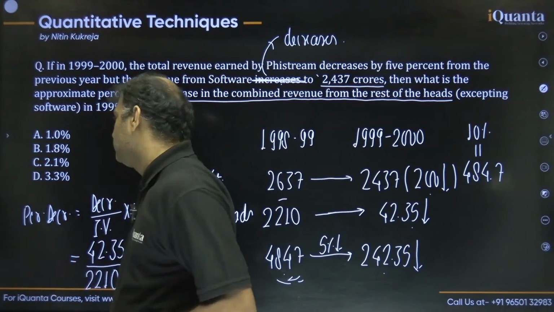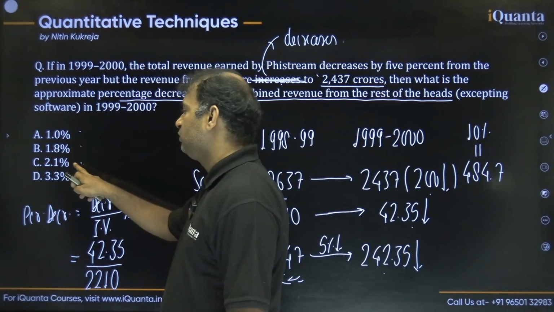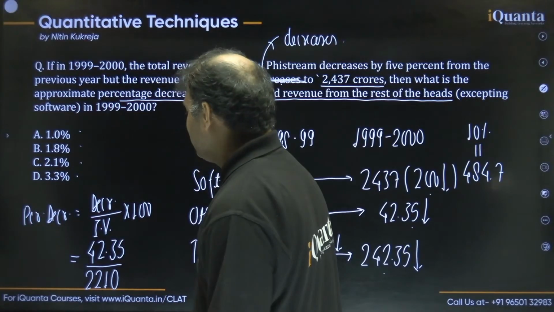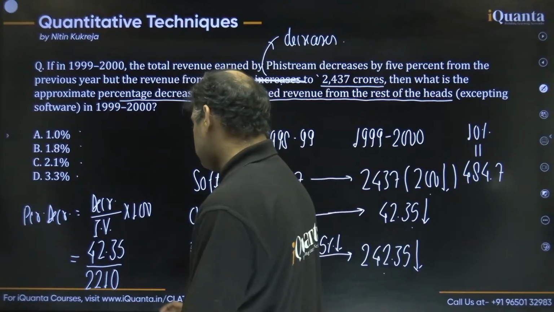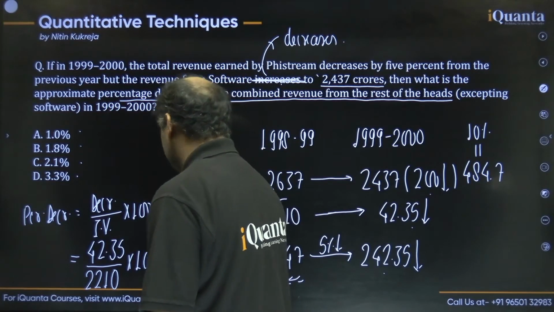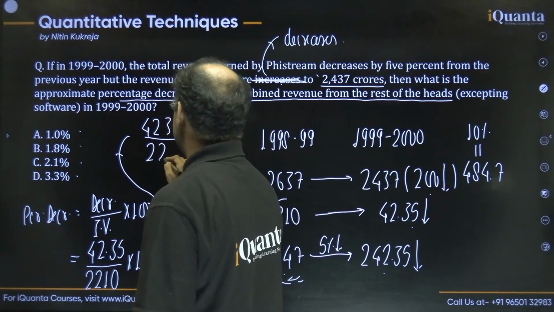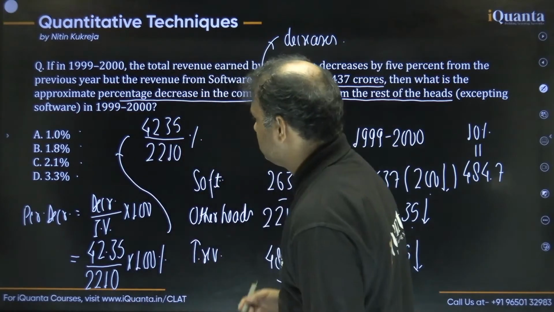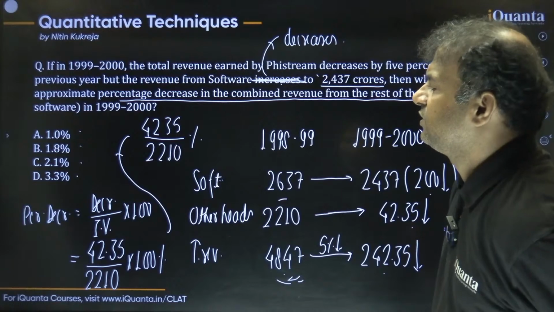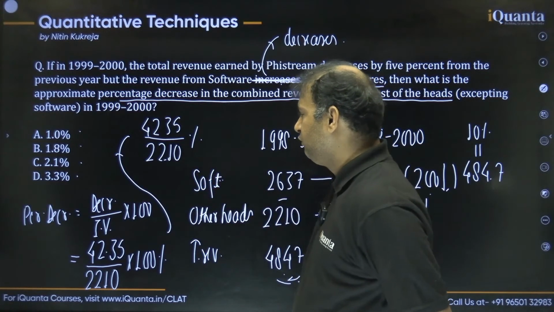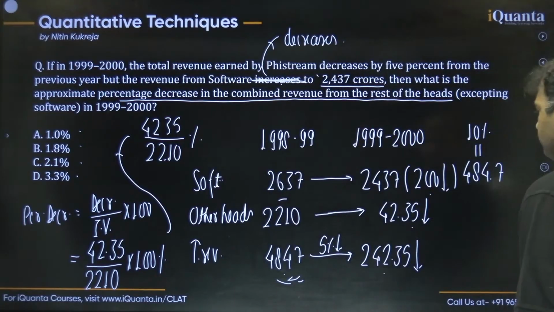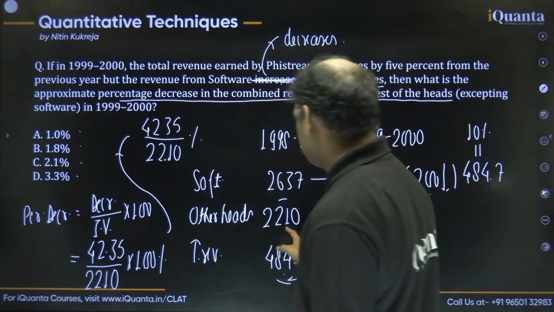Now guys, look at the options. The options are 1%, 1.8, 2.1, 3.3. Options are very close, right? So it would be better if we just multiply by 100, okay? Let's not take risk. So if we multiply by 100, we have 4235 divided by 2210. You can see that this is approximately 2%, because 2210 should be 420. This is 200, this is 42.35, yeah, that's correct. And this one is 2210, is this correct?